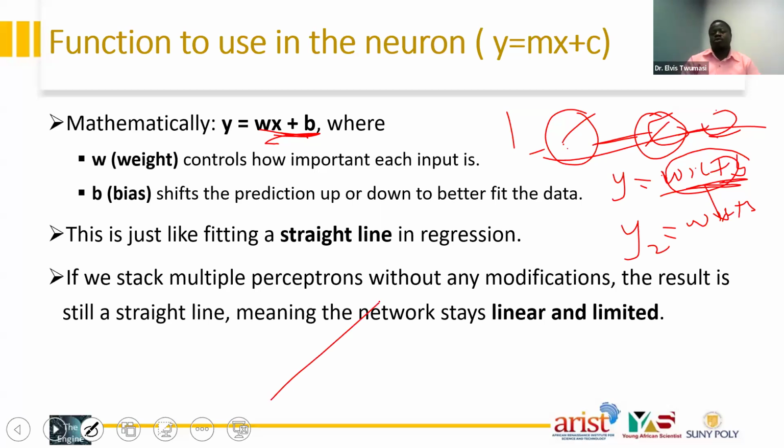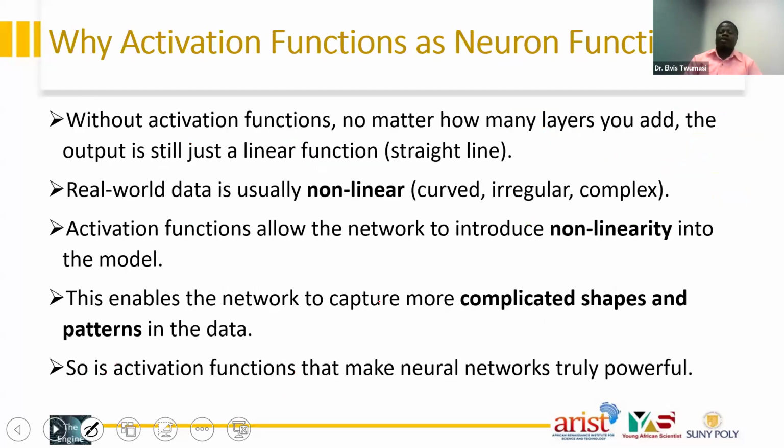And that will not be able to solve real world data, where we have a lot of non-linearity, right? So we have something we call activation functions. Without an activation function, if you just use wx plus b, no matter how many layers you add up, the output will still give you a linear function, a straight line. Real world data is nonlinear, it's curved, it's irregular and it's complex. So the activation function will allow the network to introduce non-linearity.